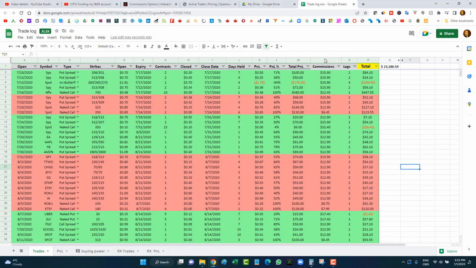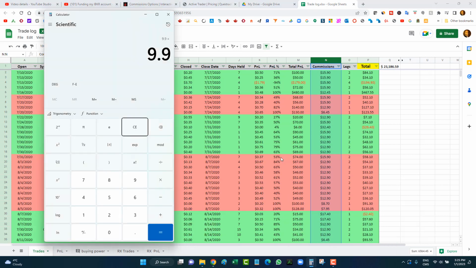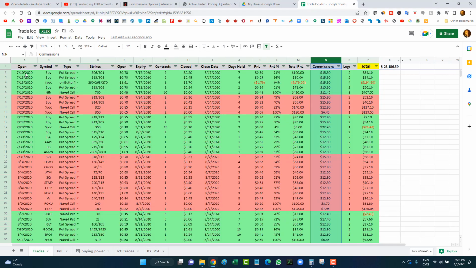We said it was 546. So times 546. That means I would have saved at least $5,400 in commissions if I were with Interactive Brokers since July 2020. If I had done these exact same trades with Interactive Brokers, I would have saved over $5,000 in commissions. I'm not considering the variable rate because it's pretty much the same.